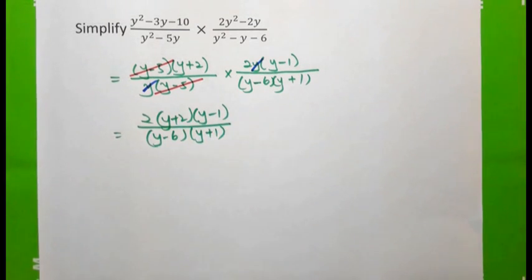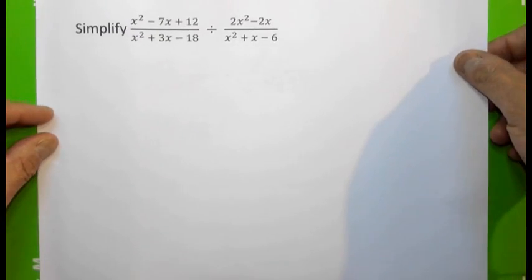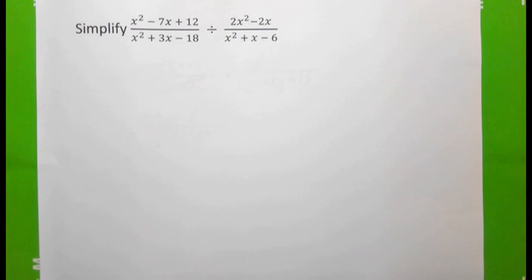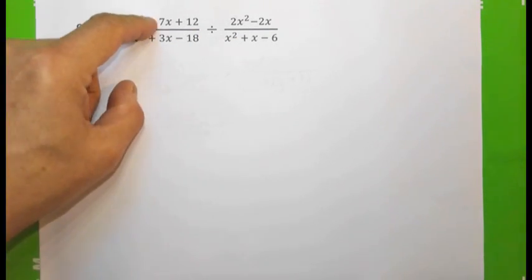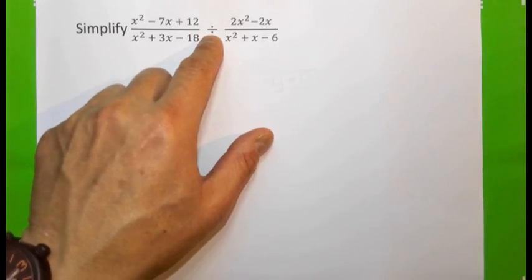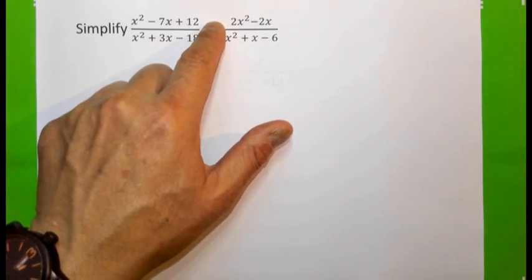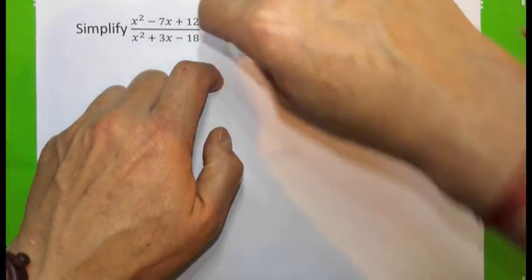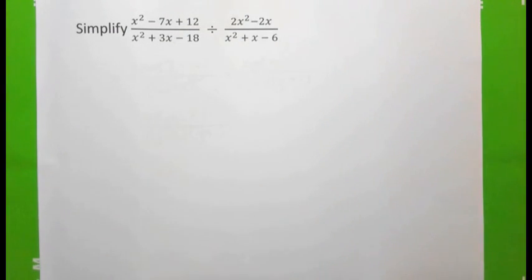One more example. This time, the example is actually a division. So you know that when a fraction is divided by another fraction, you should actually change this to a multiplication and invert the second fraction. Let's rewrite it.